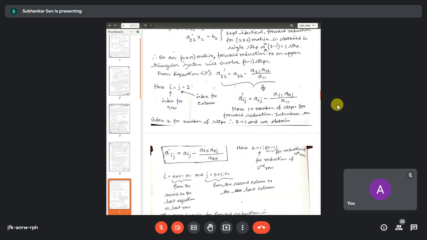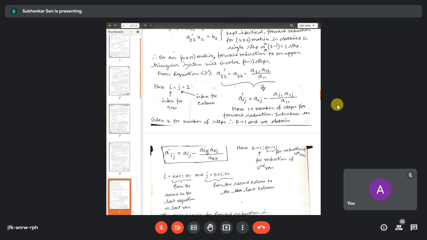Now if we generalize it, we can write that for any equation, your updated or modified term a dash ij equals aij minus aik akj by akk. This is the backbone of the Gauss elimination method for this forward reduction.